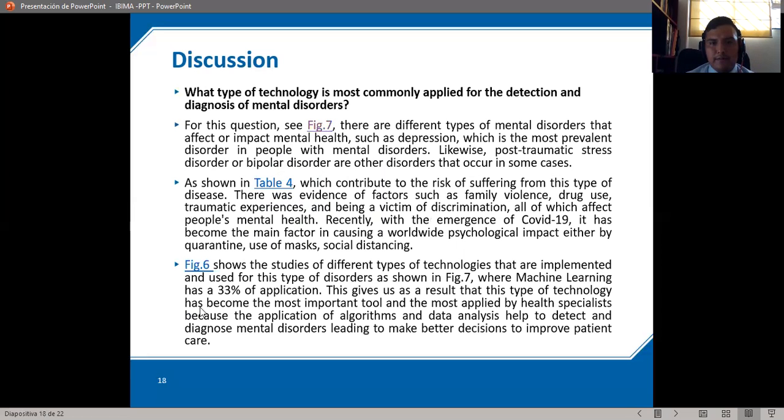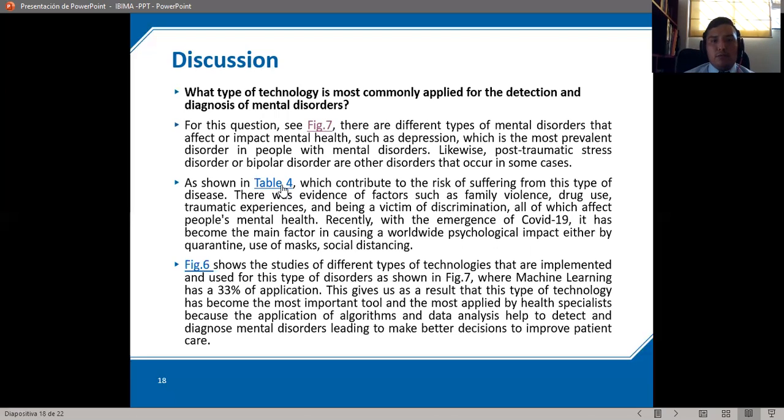In figure 7, there are different types of mental disorders that affect and impact mental health, such as depression, which is the most prevalent disorder in people with mental disorders. Likewise, post-traumatic stress disorder and bipolar disorder are other disorders that occur in some cases.